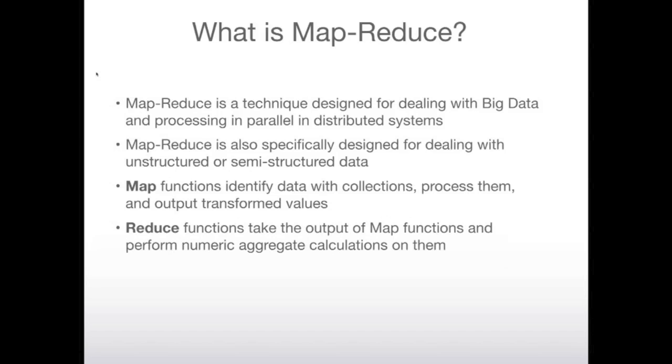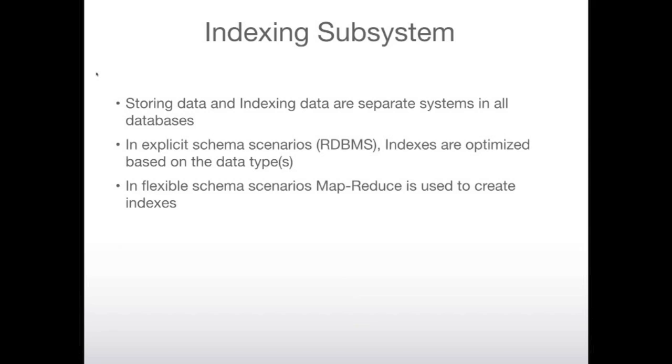So views are indexes in Couchbase. Indexing subsystems, and this is an important thing to understand, is that storing data and indexing data, typically in almost every database system, is actually a separate subsystem. They're separate from one another. And this means that resources are allocated to each subsystem. All the storage of data is in one subsystem and all the indexing of data is another subsystem. In relational databases, indexes are optimized based on the data types that you are using for that index.